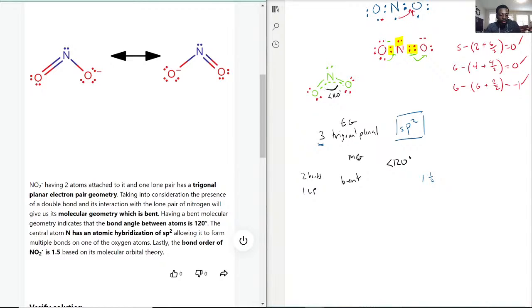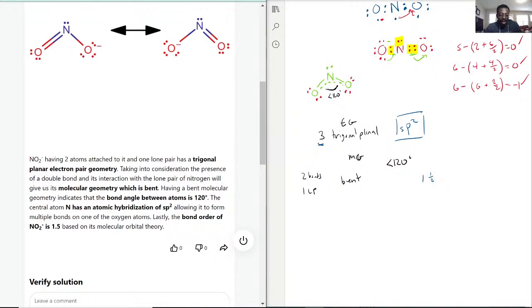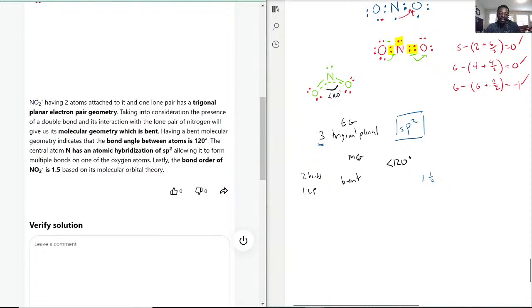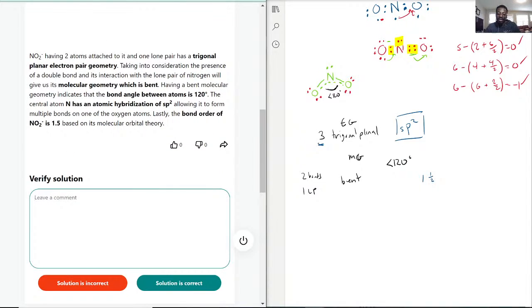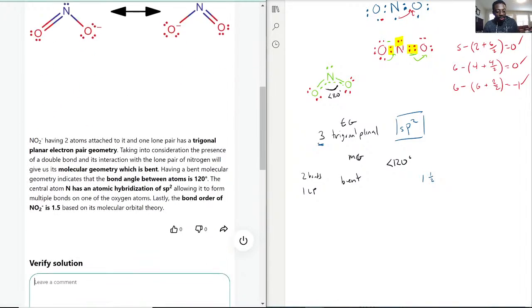So having bent molecular geometry indicates that the bond angle between atoms is 120. Not necessarily, like I said, the electrons will push the bonds closer to each other. The central atom has an atomic hybridization of sp2, nice. And now the bond order of nitrogen of this ion, the nitrite ion, is 1.5. Nice. So it did work because there's 3 bonds in total that are sharing. So you kind of just divide by 2. 3 divided by 2, so it is 1.5. Cool. I'm really glad I got that bond order because that one threw me for a loop a little bit.